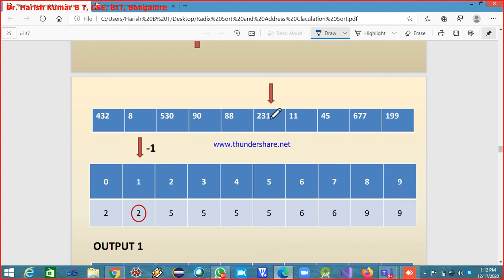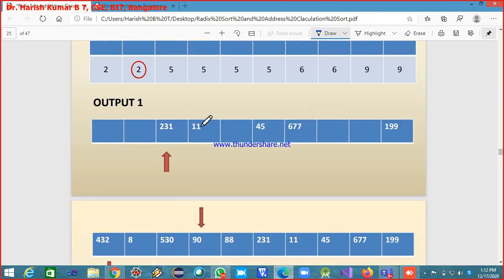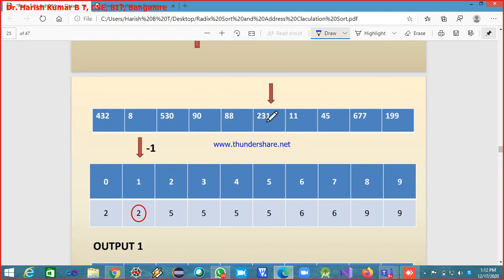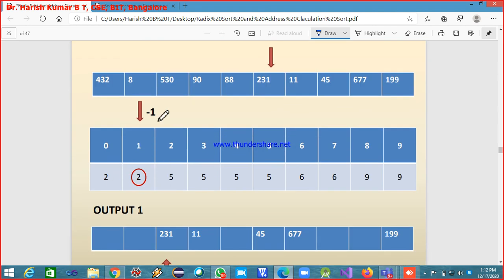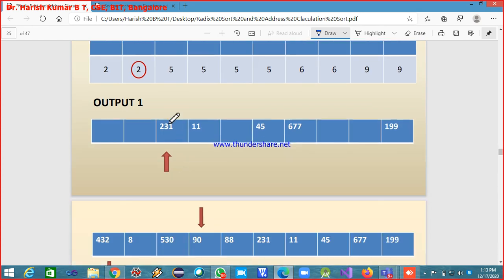If you observe the digit in the ones place of 231 and 11, both are 1. When I took 11, the cumulative count was 4. It was decreased from 4 to 3, and 11 took position 3. This is the third position: 0, 1, 2, 3. Now again 231 has the digit 1 in its ones place. The cumulative count was already decreased to 3 at index 1 of the cumulative count array. Now the 3 is decremented again, and it is 2 right now. Now 231 has taken position 2: 0, 1, 2.